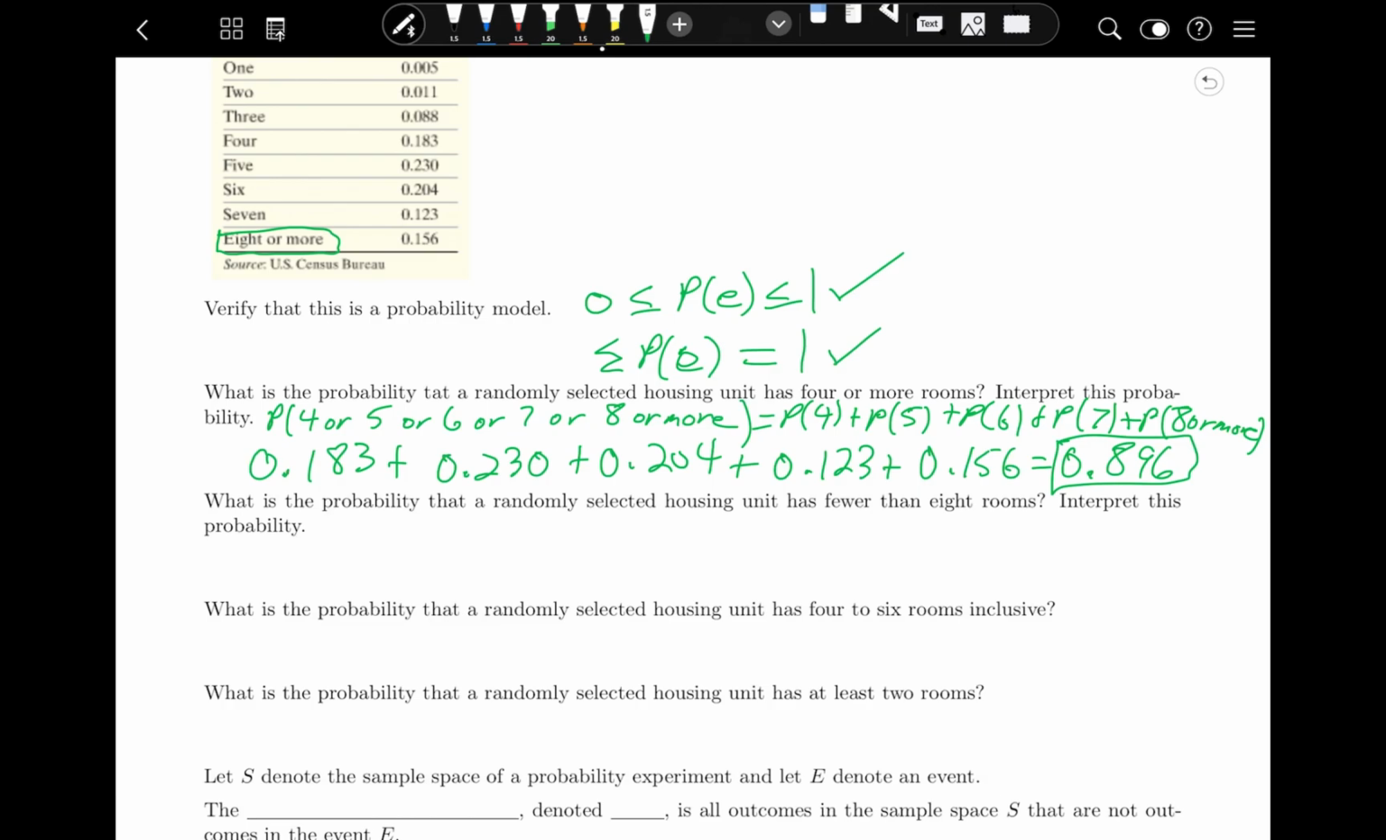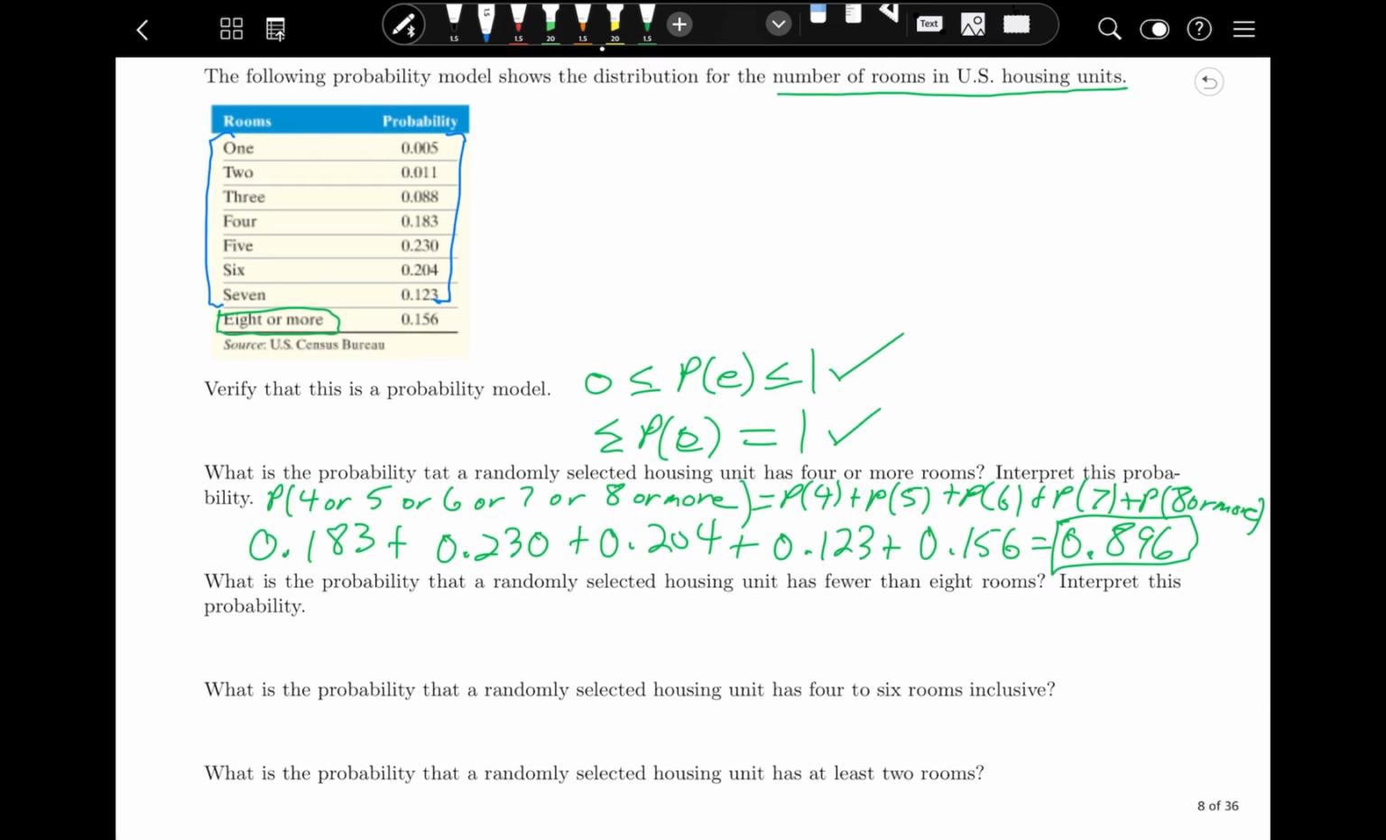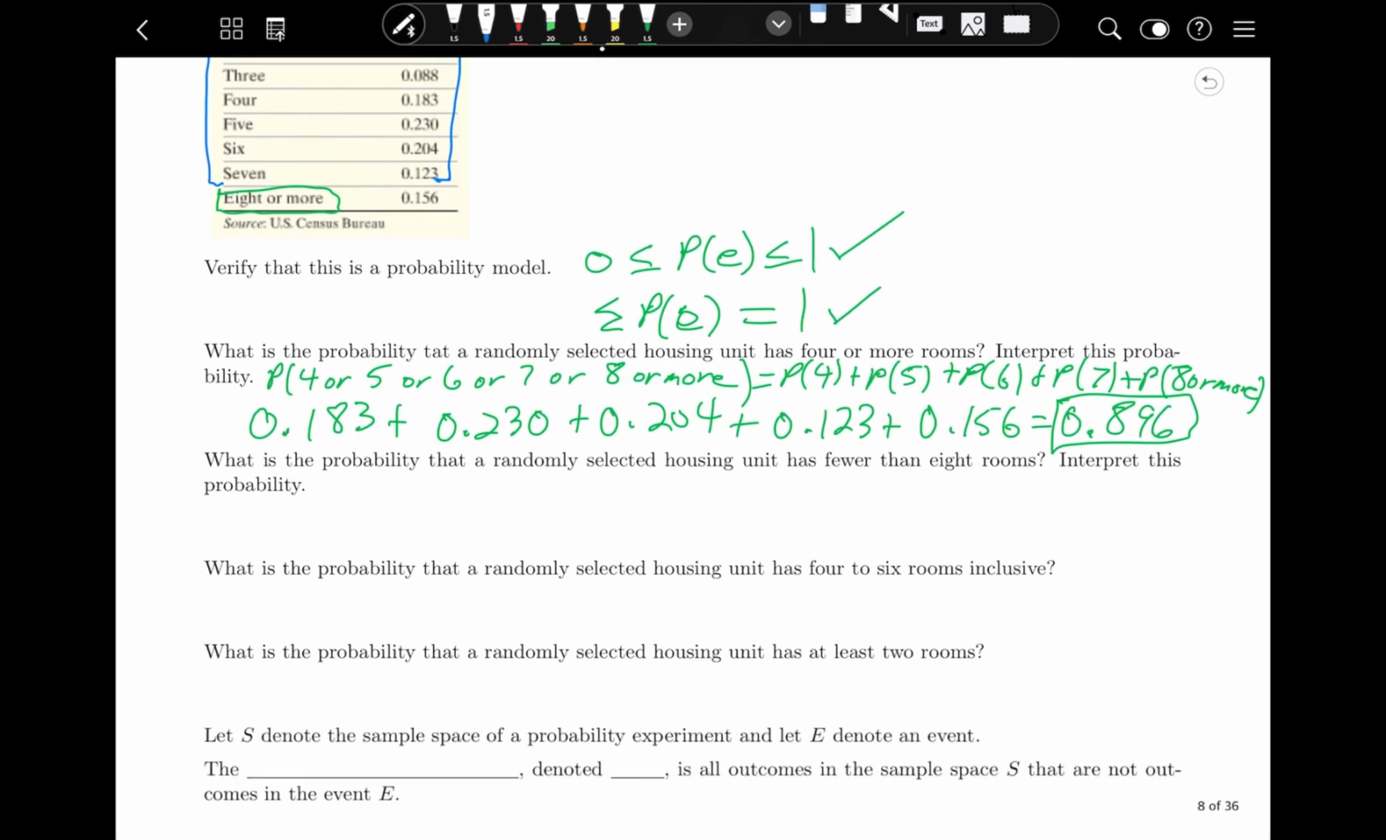Well, one of the ways to do fewer than 8 rooms would be simply to add all of these together, right? But there's something we want to remember, which is that we know the total probability of this thing is 1. So another way to do this, if I want the probability of less than 8, I could instead do 1 minus the probability of 8 or more. We haven't said you could necessarily do that, but that should make sense, right? Because you could take the total probability minus the probabilities you already know.